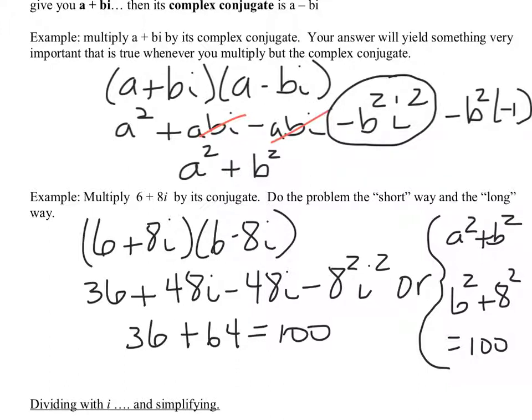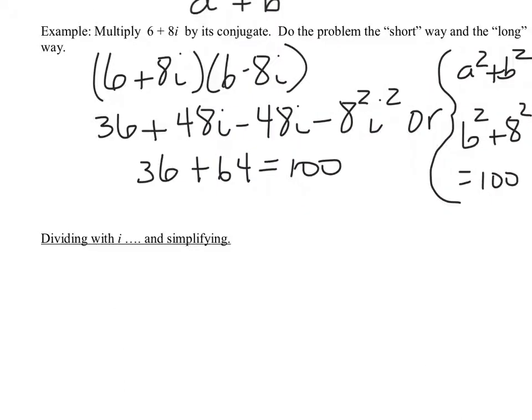So all I need to do is multiply the 6 times itself and add it to the 8 times itself. So 6 squared plus 8 squared is 100. So this is like a little shortcut that we can use when we're multiplying a complex number times its conjugate. If you can remember this shortcut, it makes it a little bit easier for you when you're trying to divide. So the next thing we're going to do is division.